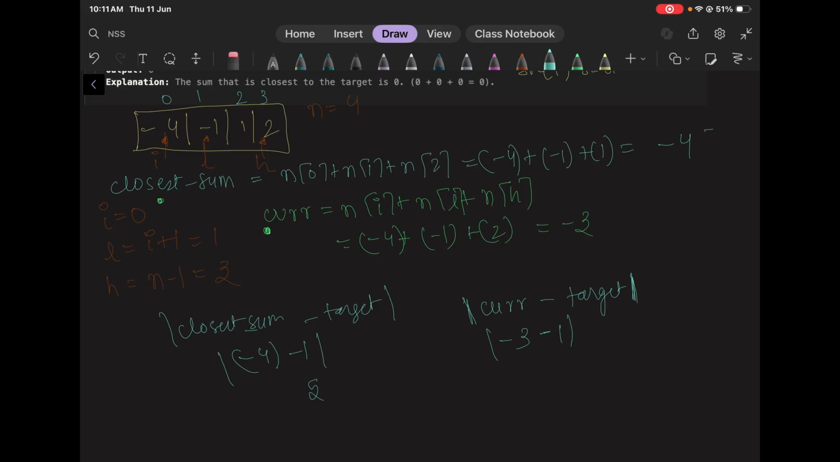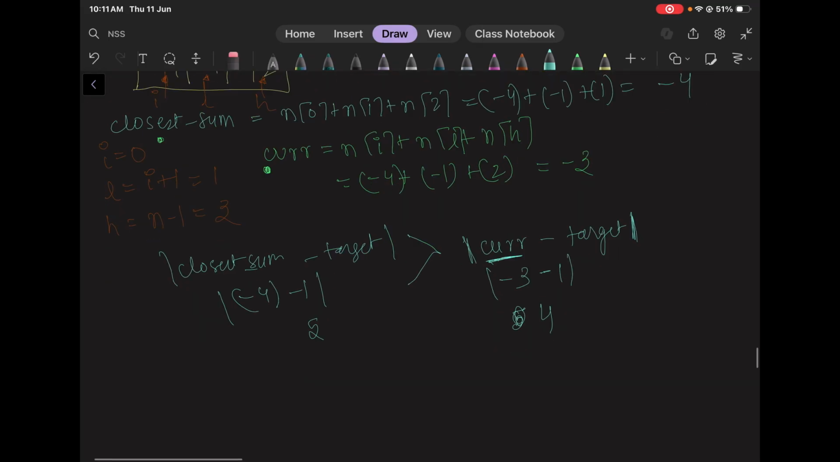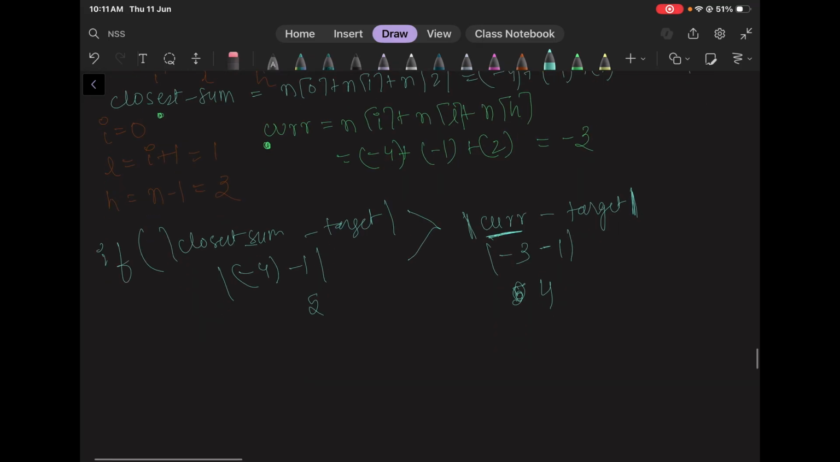We see this distance is 5 and this distance is 4. So we see the distance of current sum from target is closer. So if we have this condition, we can update my closest sum to current sum. Okay, so my closest sum has been updated to current sum, which was -3.